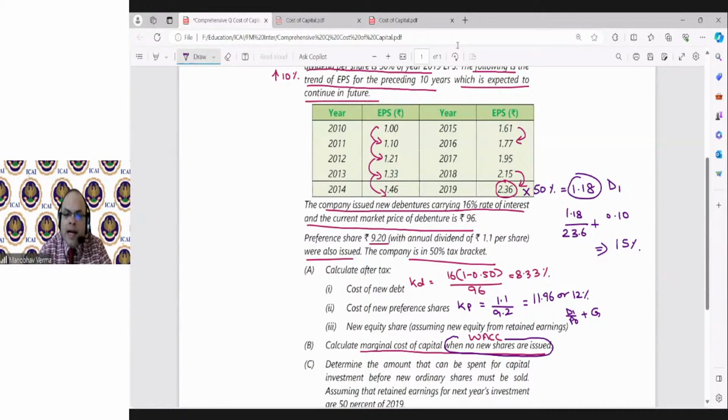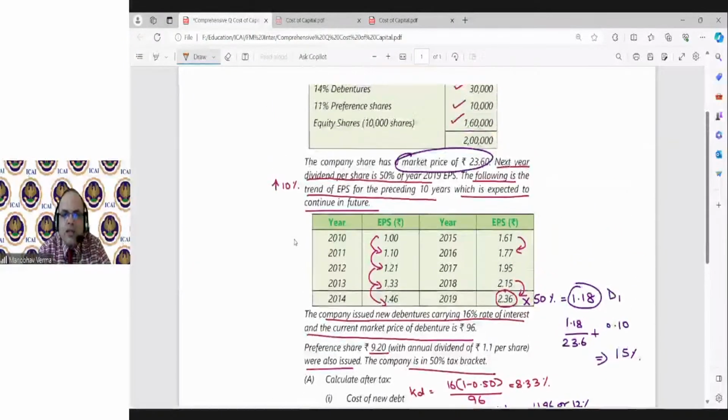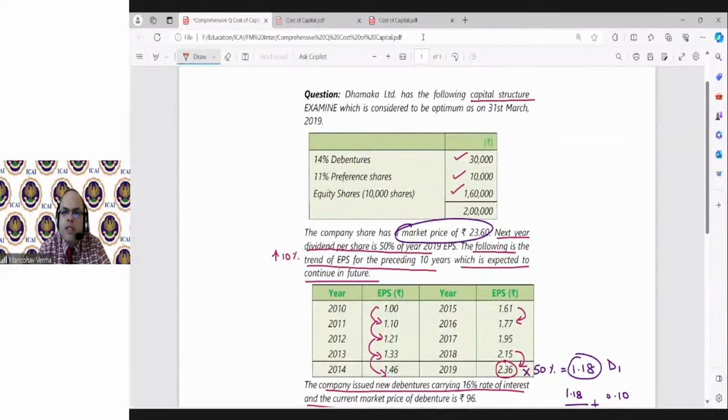Okay, so looking at WACC, guys, what should be my WACC in this case? Do we have a proportion given to us? I guess yes. The proportion is given to us. We can look at the capital structure. So we are talking about 3 by 20, 1 by 20, and 16 by 20. So 3 by 20 into 8.33, right? That's what we calculated. I'm just using a rounded number for preference shares.